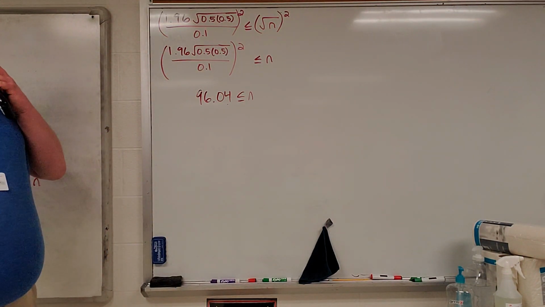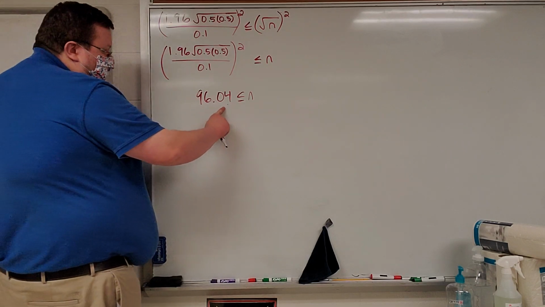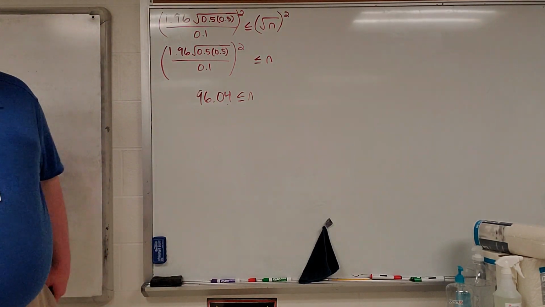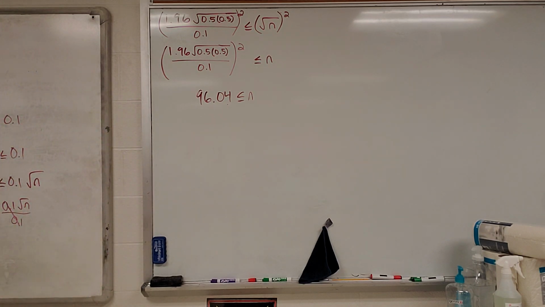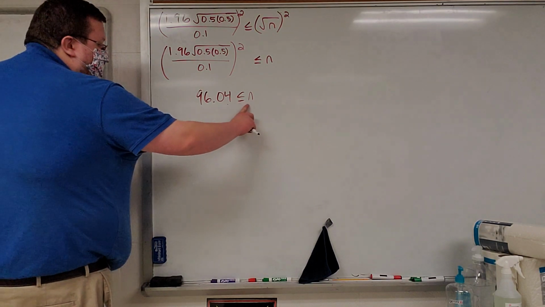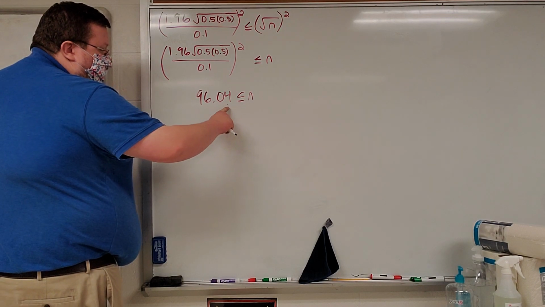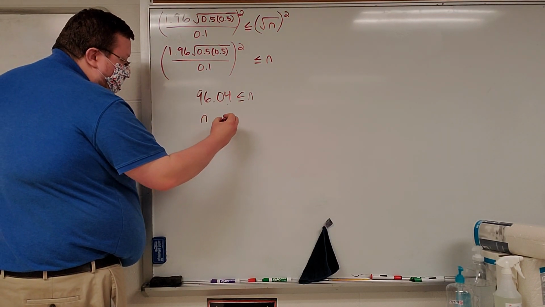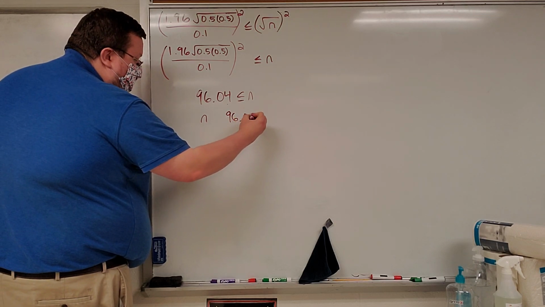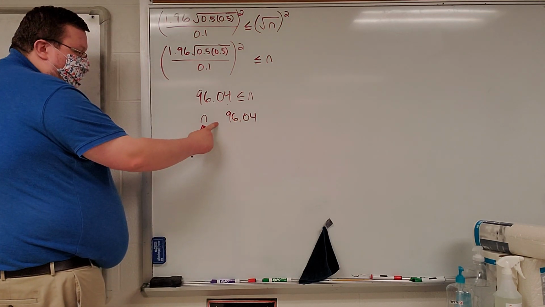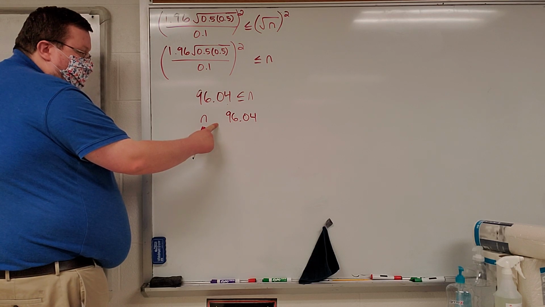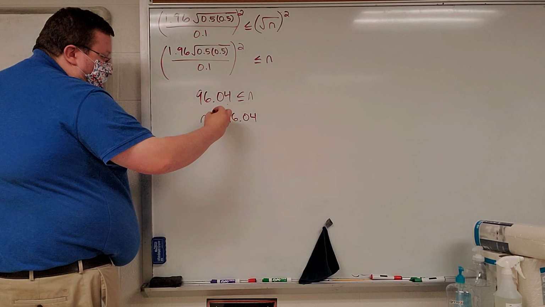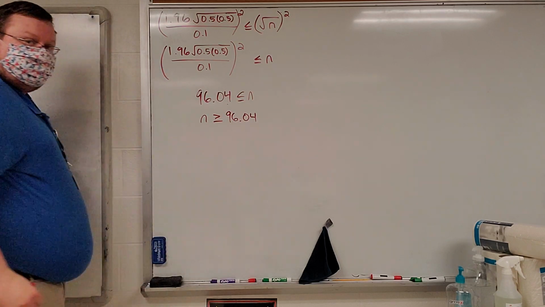96.04. So if 96.04 is less than or equal to n, what sample size do we need to pick then? It's always a little easier sometimes to read an inequality when the variable's on the left side. If we reverse this inequality, that means n is what to 96.04? Is it less than or greater than? It'll be greater than, because look, the alligator mouth is eating the n. n's bigger.